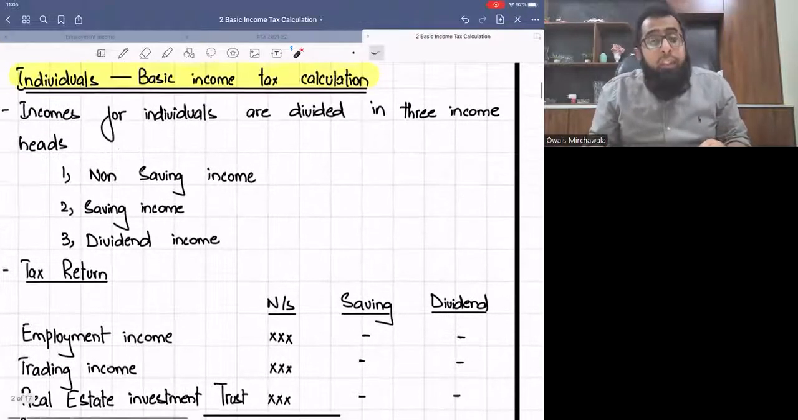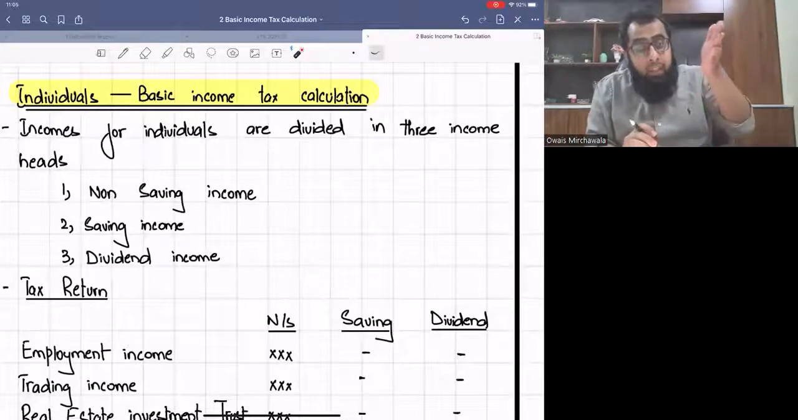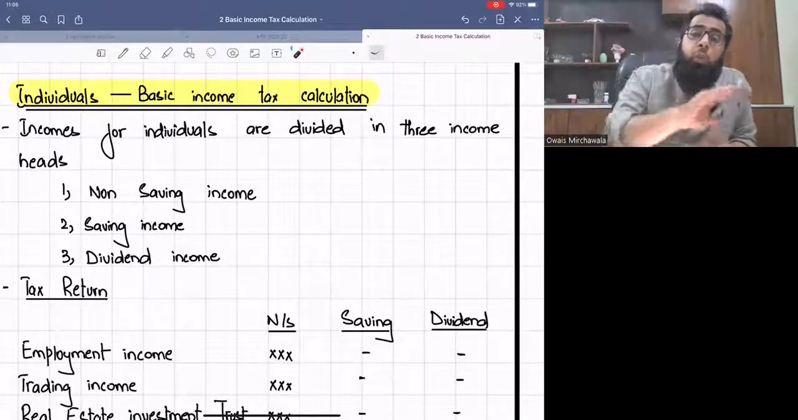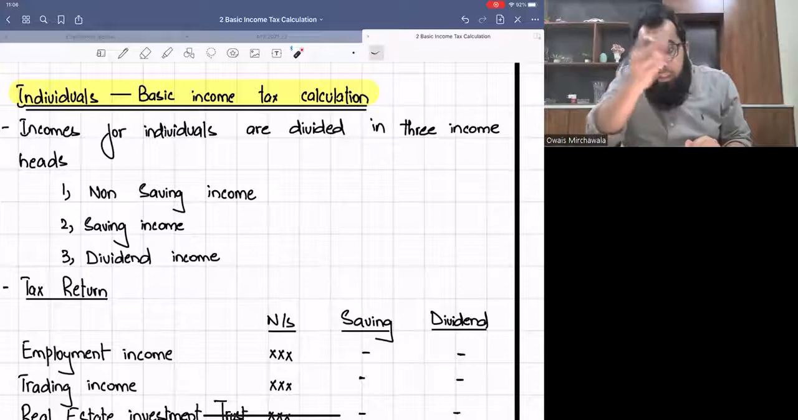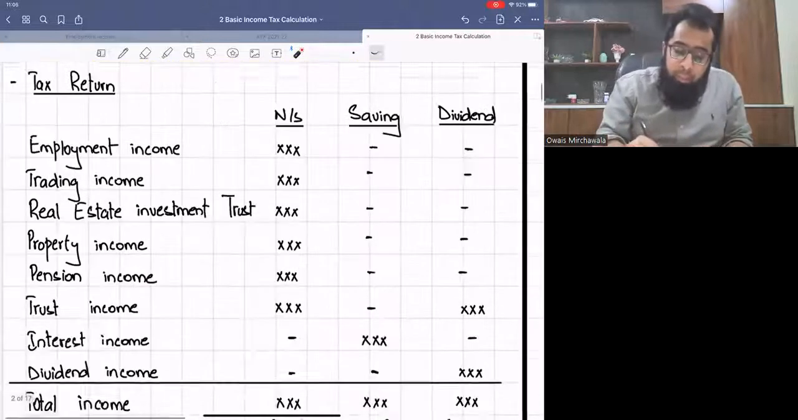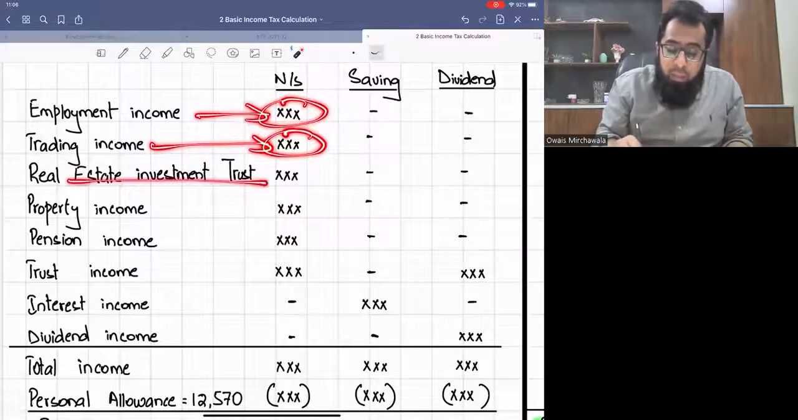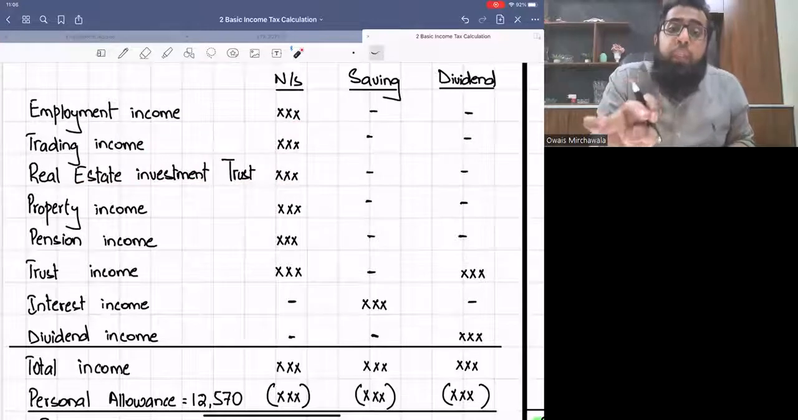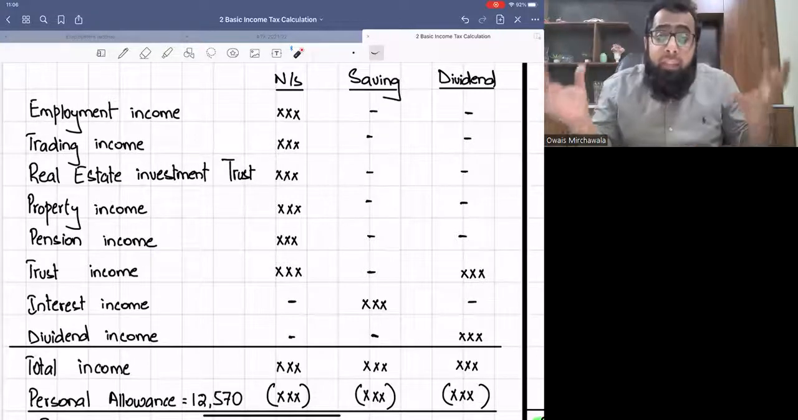So when we talk about individuals, the income tax return has divided the incomes into three heads: non-saving, saving, and dividend. Non-saving includes all the incomes except interest and dividend. The interest goes in the saving head and the dividend goes in the dividend income head. Now the employment income, non-saving, trading income, non-saving, real estate investment trust, non-saving. We will discuss each of the incomes in detail in further chapters. Currently, we are just looking at how a tax return looks like.